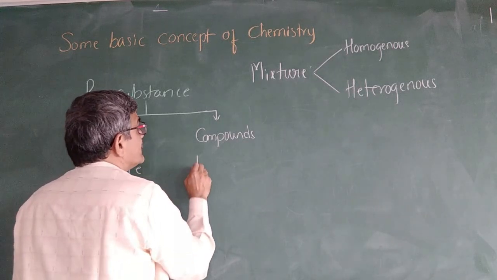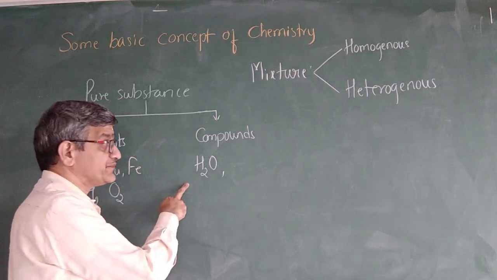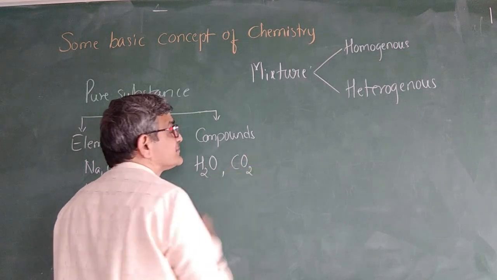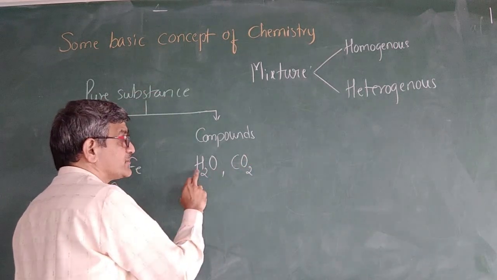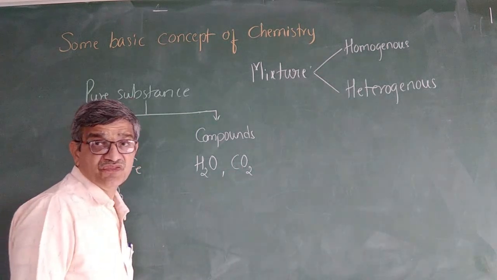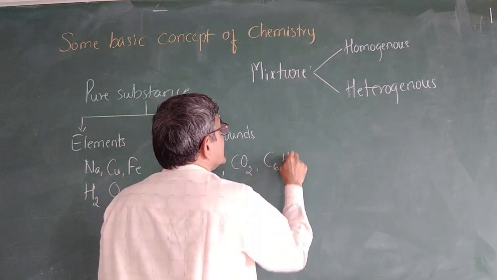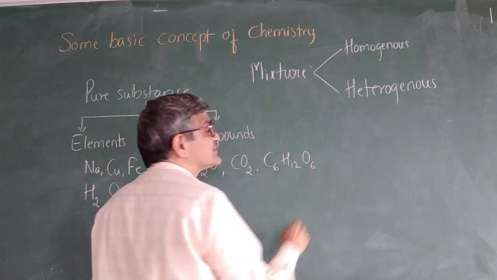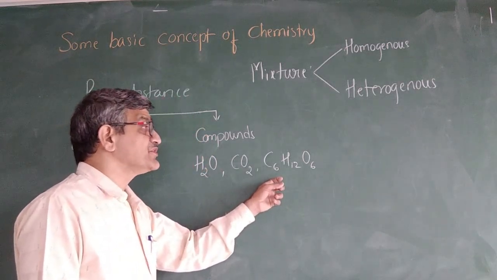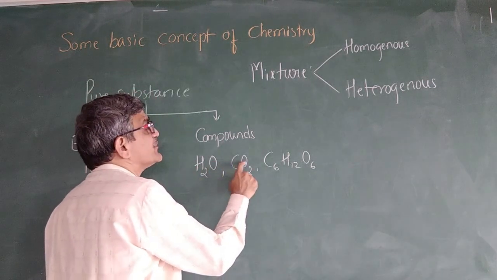For example, H2O. Water is a compound. Carbon dioxide is a compound. Here hydrogen and oxygen are elements. Here carbon and oxygen are there. Okay. Similarly, you can go for C6H12O6. That is glucose. These are compounds because they have different elements.